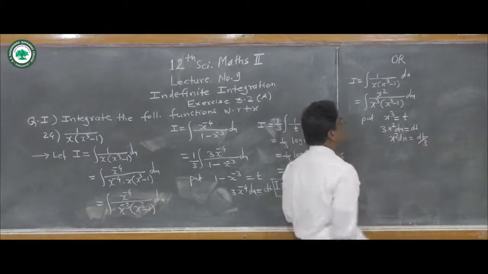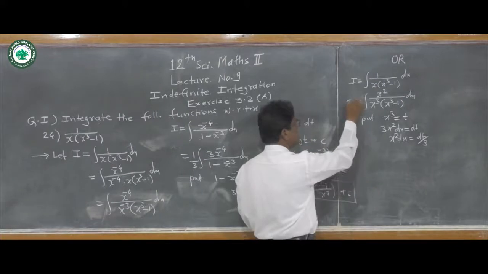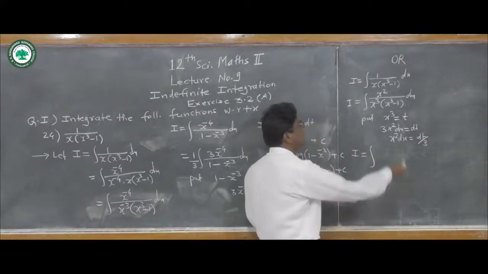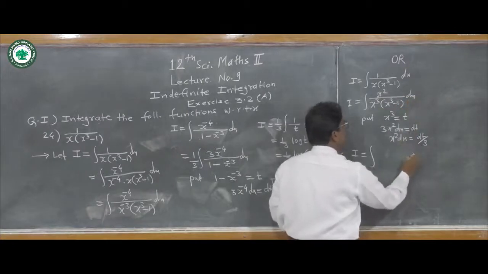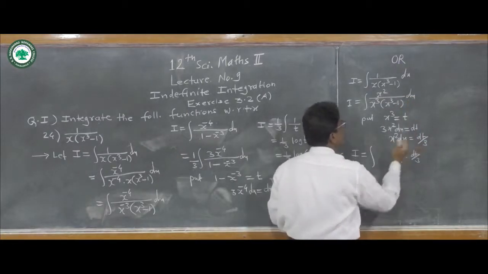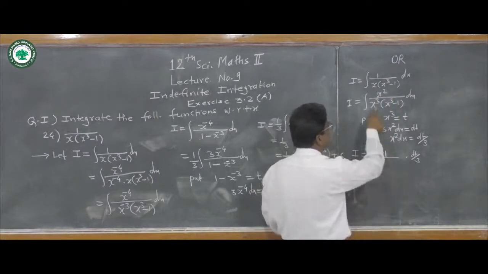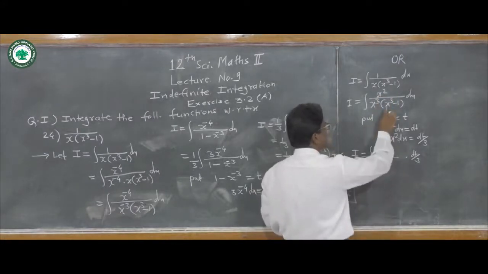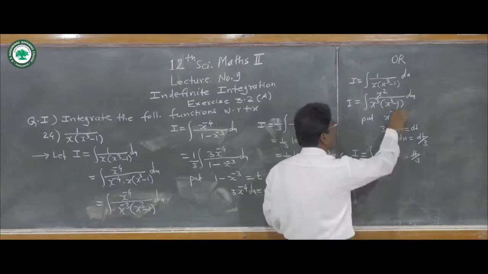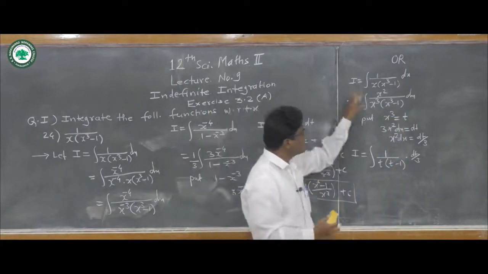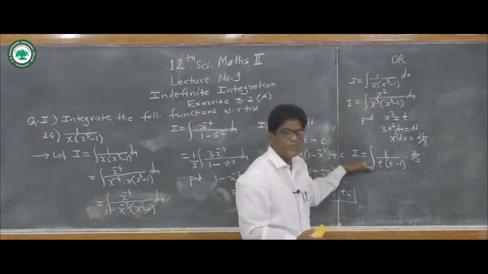And now this required integral I becomes I is equal to integration of, for this x square dx we write here dt upon 3. In the numerator there is 1 now. Here x cube put t, and minus 1 as it is. So this is the required integral. We transfer this problem to this new problem.